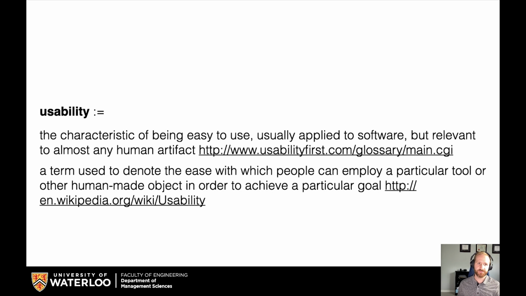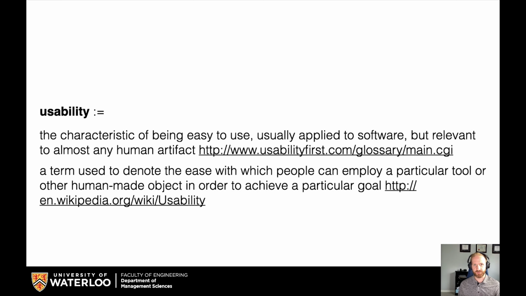We can define usability as the characteristic of being easy to use, usually applied to software, but also relevant to any human artifact. And it's a term that is used to denote the ease with which people can employ a particular tool or other human-made object in order to achieve a particular goal. But this is only part of the equation.